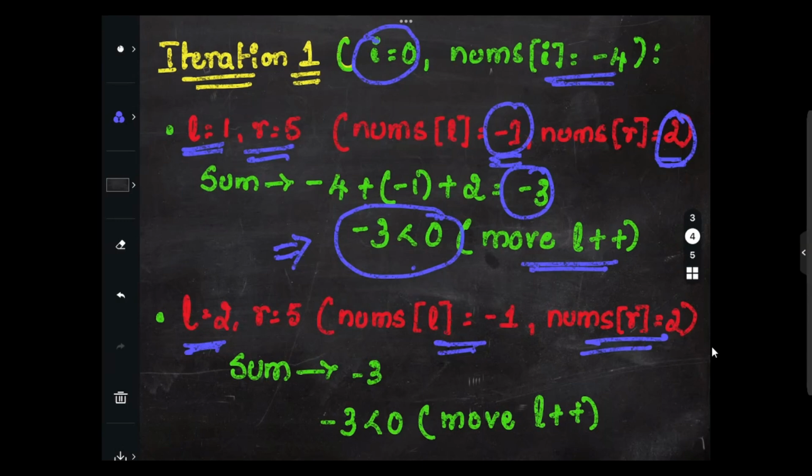So here now we sum this one. This will be minus 4, minus 1 and 2. This one will be minus 4 minus 1 will be minus 3, right? So this one somewhere I did wrong. Just give me a second here.